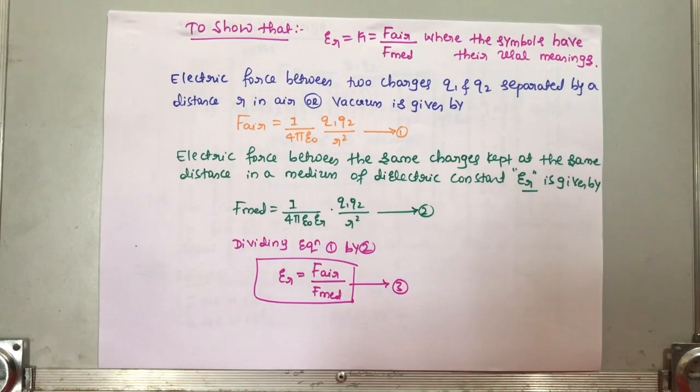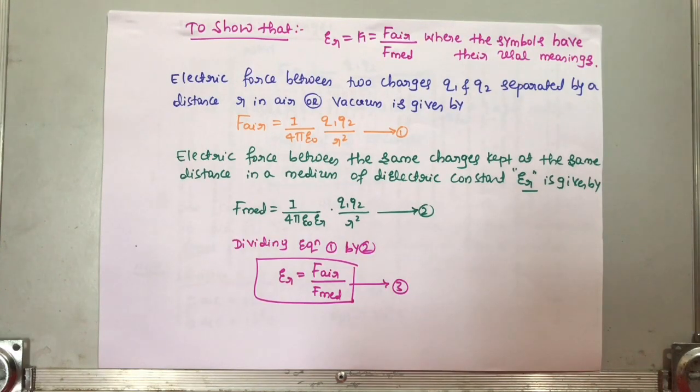Permittivity means it is the property of that medium which determines the electric force between two charges situated in that medium. Here, electric force between two charges Q1 and Q2 separated by distance r in air or vacuum is given by Coulomb's law. F in air, the force of attraction between the 2-point charges in air, is 1 divided by 4 pi epsilon naught Q1 Q2 divided by r square, that is equation number 1.